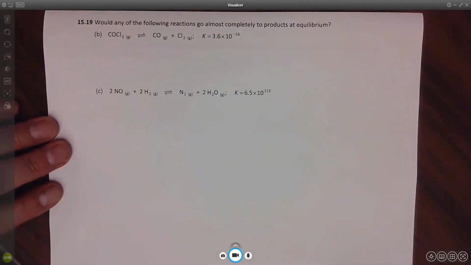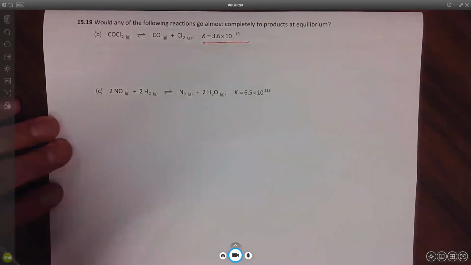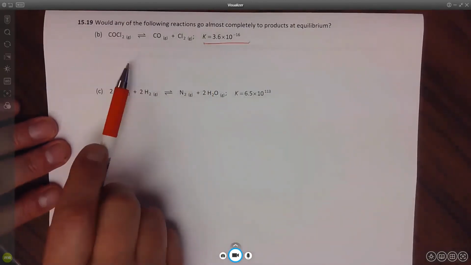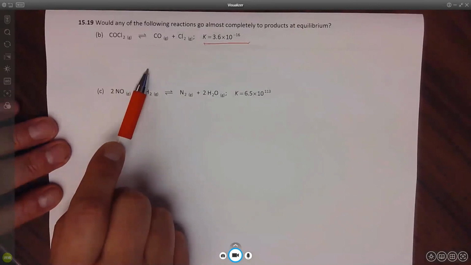You have to look at the K value. Okay, so here's my K value. What's that tell me? If it is in the thousands, then it would go to products, and if it's in the tens of thousands, it would go to the reactants, and anywhere between, they would be mostly equal at equilibrium. Okay, I'm going to go over that again. There's a bit of a mishap there. Can you tell me, is this going to be mainly reactants, mainly products, or a considerable amount of both?